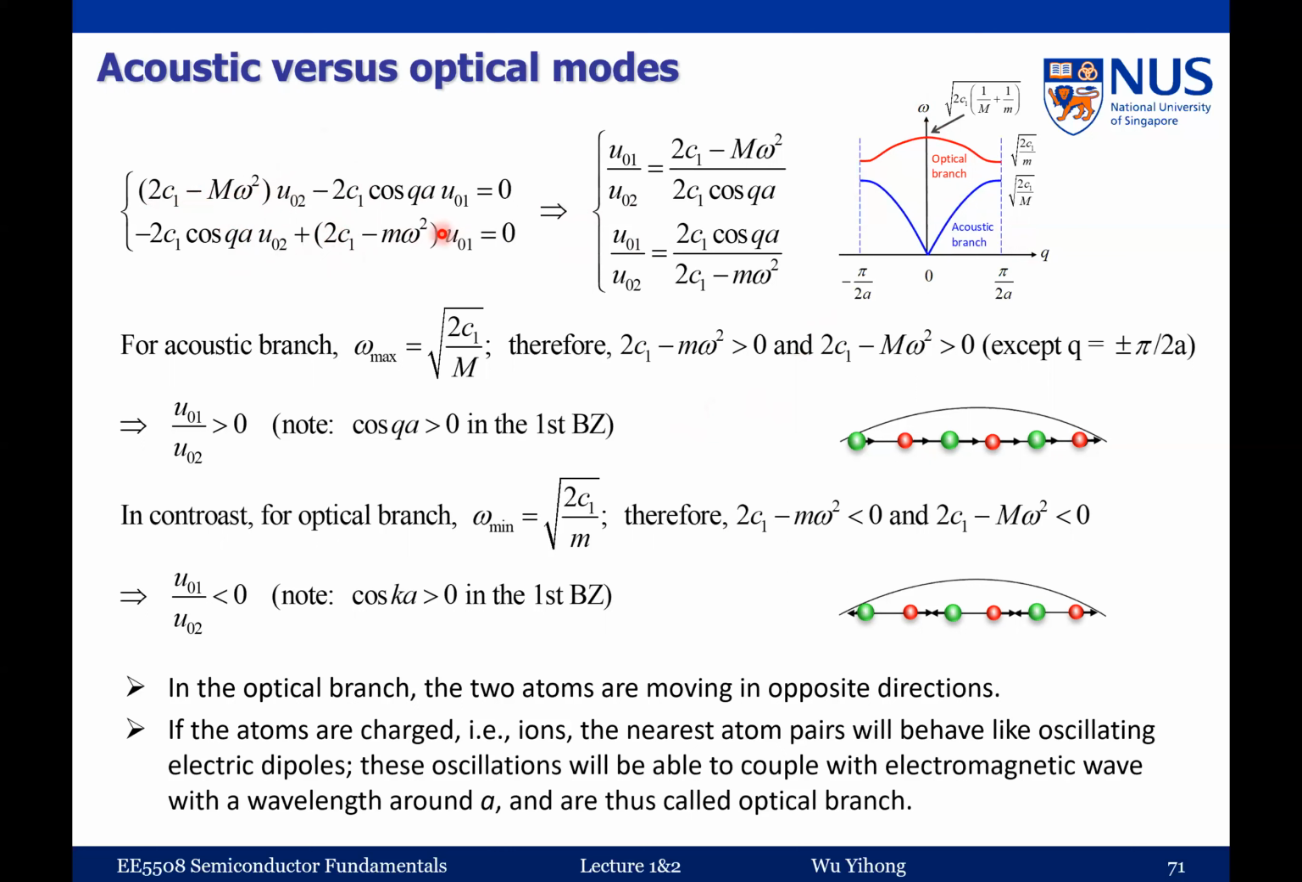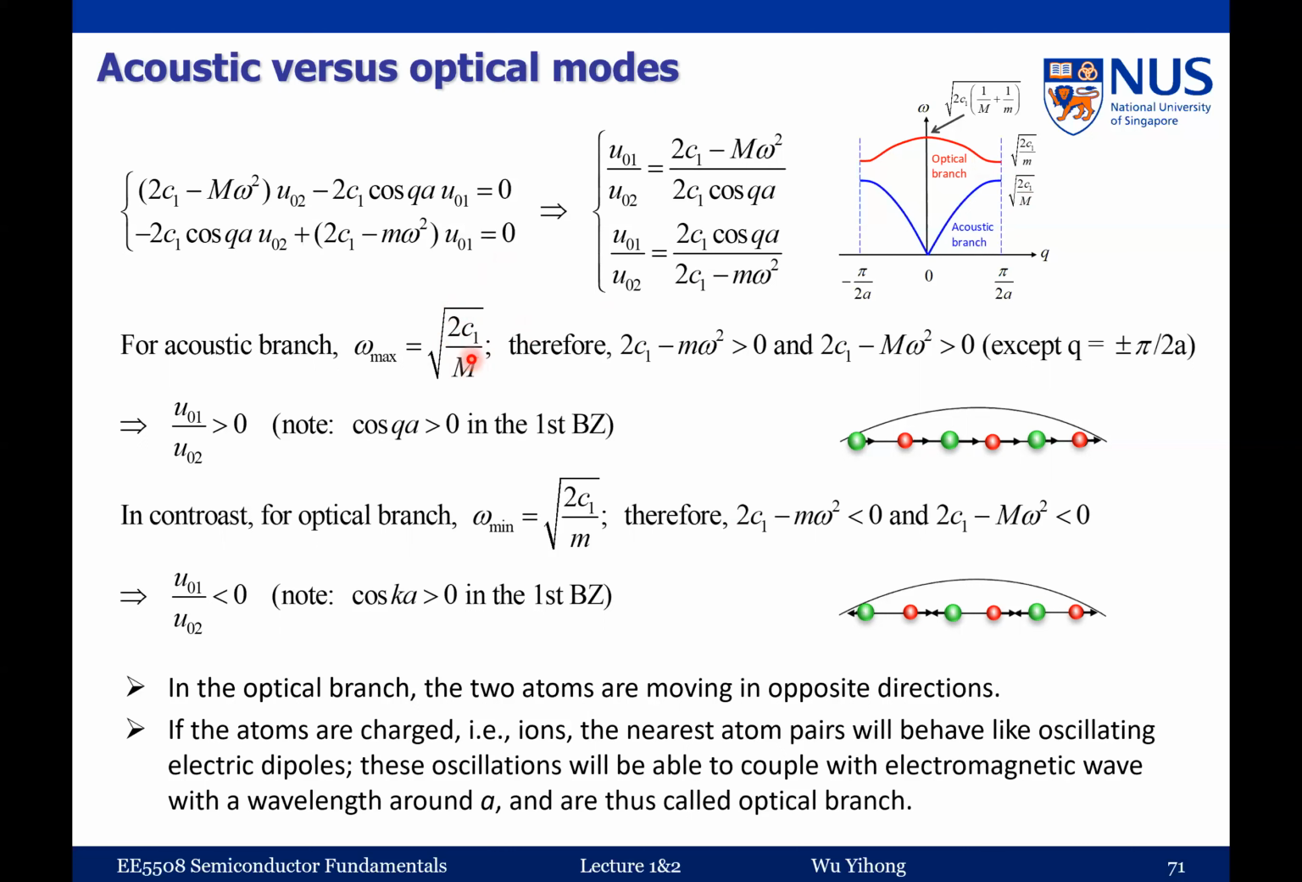So now, instead of solving these two equations, we just try to find the ratio between U01 and U02 from the two equations. The first one is from this equation, and the second one is from this equation, right? This is very simple, it's just an algebraic operation. You can calculate it by yourself. Now, for the acoustic branch, the maximum of the acoustic branch is given here, which is the square root of 2c1 divided by M.